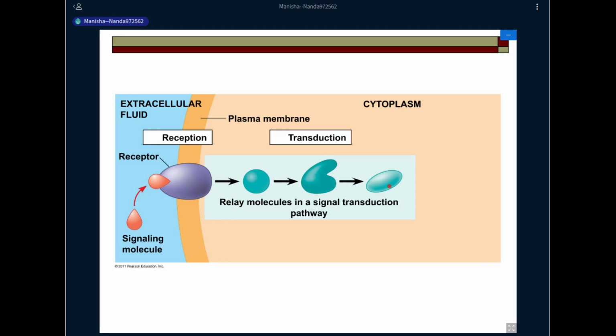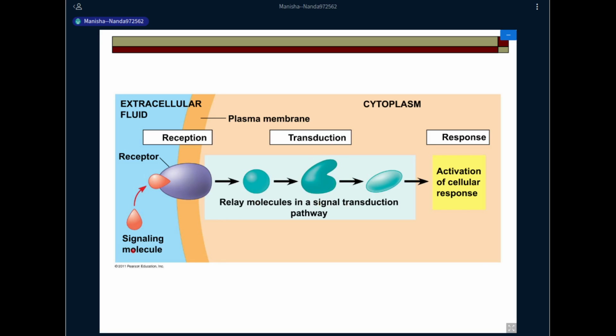So you'll see that during this process, a number of biochemical reactions will occur, a number of molecules will be produced, and these relay molecules can be seen being produced in a signal transduction pathway. So after the reception of signal, the transmission of the signal across the membrane into the cytosol and initiation of biochemical reaction, this is called transduction of the signal.